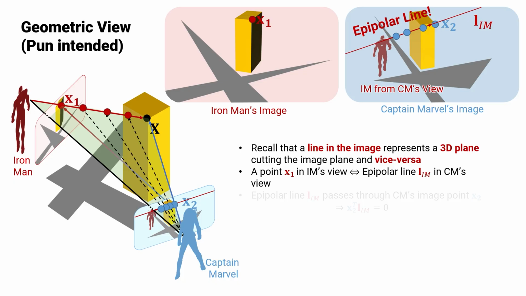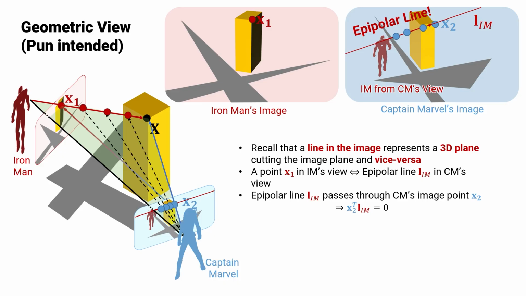Great. So this epipolar line, of course, passes through Captain Marvel's image point x2 because it belongs to the same exact world point, like we talked about. Which we can write in linear algebra as the dot product of the line and the point's homogeneous coordinates being 0, which means that the point lies on the line. So it is x2 transpose L_IM is equal to 0.